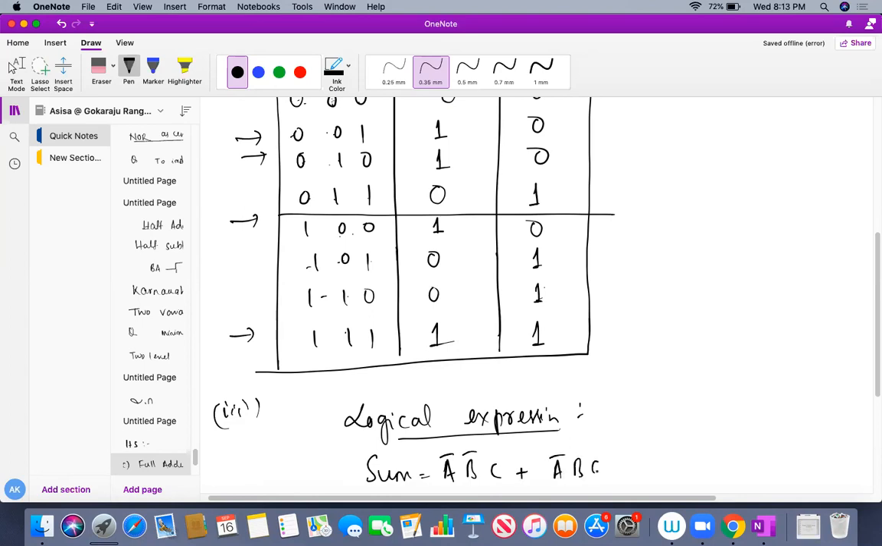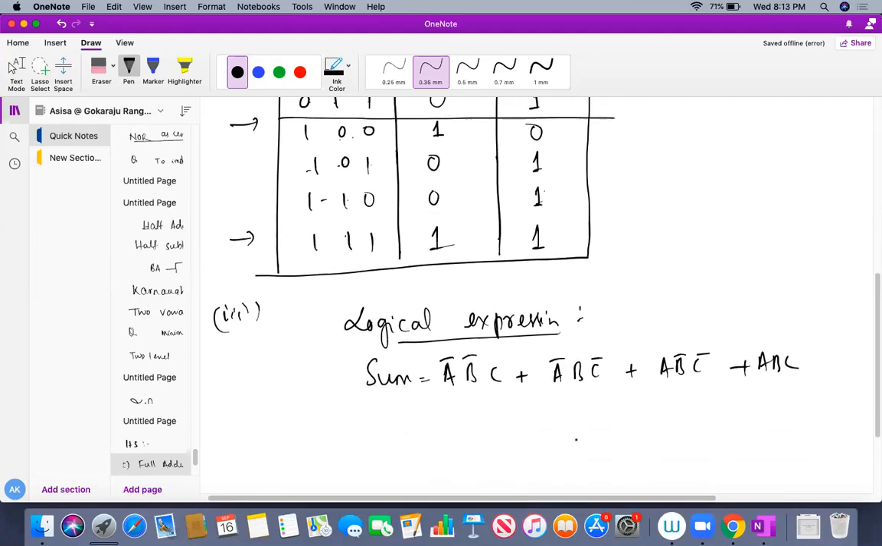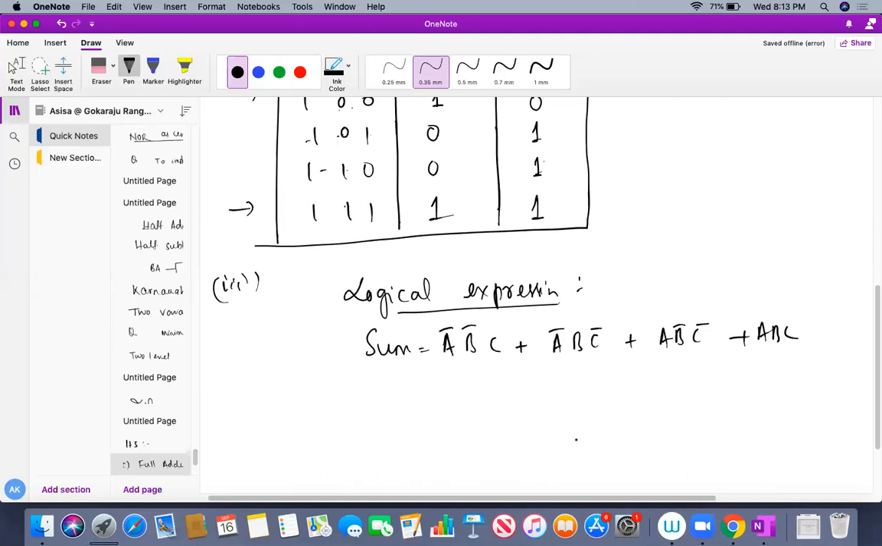A bar, B, C bar. Next A, B bar, C bar. Okay, this is A, B bar, C bar. Finally A, B, C. Okay, so what you have to do, if you solve it up, you can get finally A XOR B XOR C.